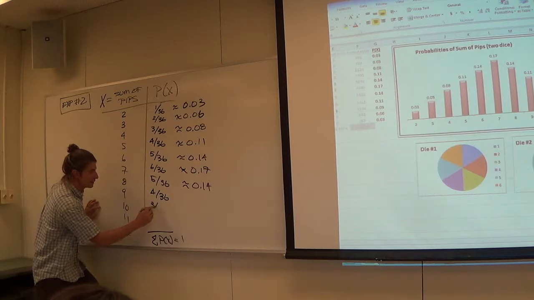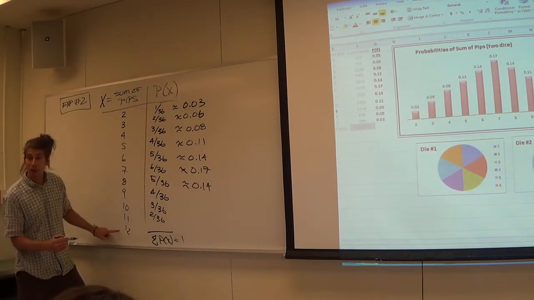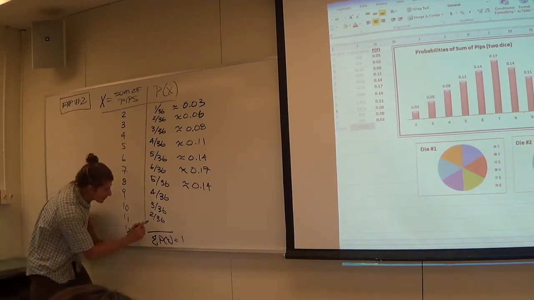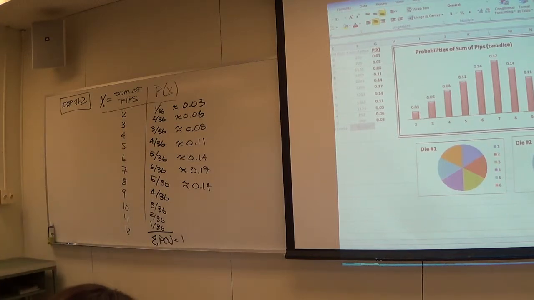With 10 will be 3, 11 will be 2. And boxcars, 12 is the same as snake eyes as far as likelihood. They tend to mean different things in craps. Craps is very convoluted. It's also a very fair game as far as a game of chance goes.